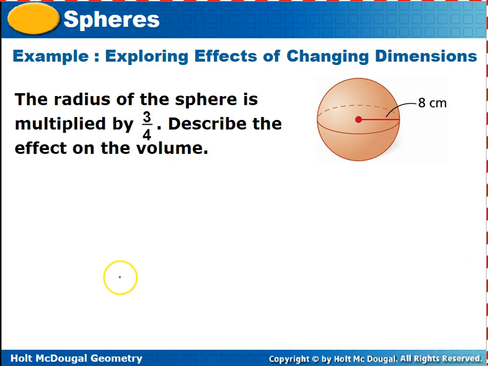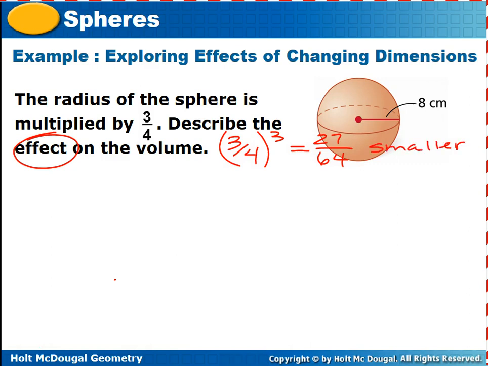It's a big difference. All right, so now on this example 6, it says the radius of the sphere is multiplied by 3/4. Describe the effect. So when we have problems like this, it's actually asking us the effect on the volume. So we're just going to do the 3/4 and we're going to cube that. That's going to tell us our effect. When we cube 3, that's 3 times 3, which is 9, times another 3, that's 27. When we do 4 times 4, that's 16, times another 4, that's 64. So this means that this sphere is going to get smaller by 27/64.